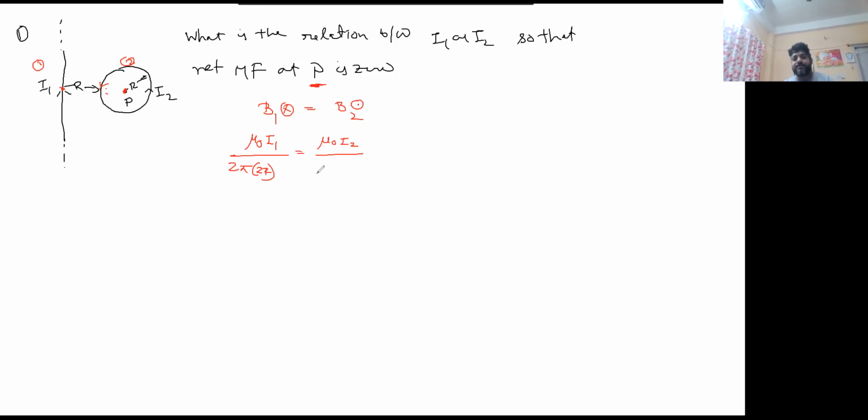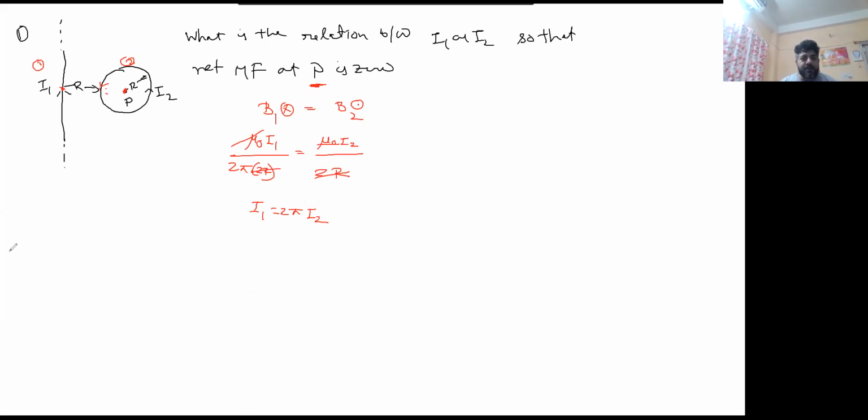Look, this is a circle, so what is the magnetic field due to a circular coil? Mu naught I by 2R. So I can cancel mu naught and I can cancel 2R. So the relation is I1 equals 2 pi I2. Okay, everyone, is it okay?